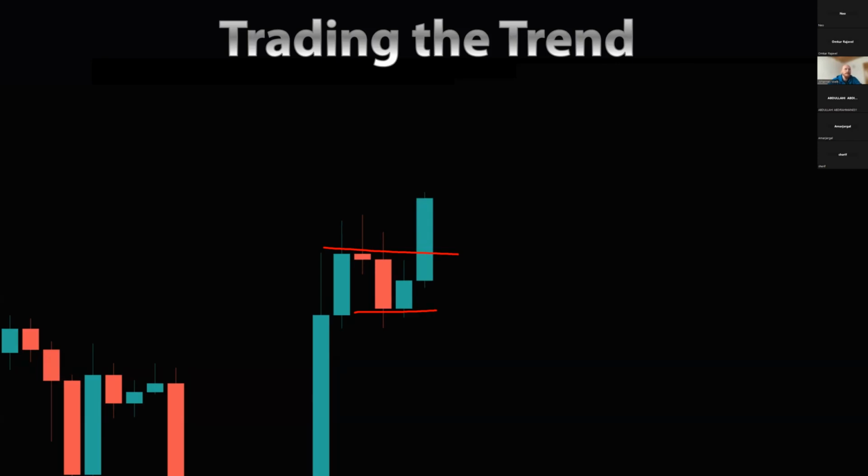Okay, so we closed above resistance. I would want the next candle to make a decent bottom wick before breaking the high, and then I would take a buy. Yeah, this is tricky. This is very tricky. Okay, yeah, very tricky. This is very tough.